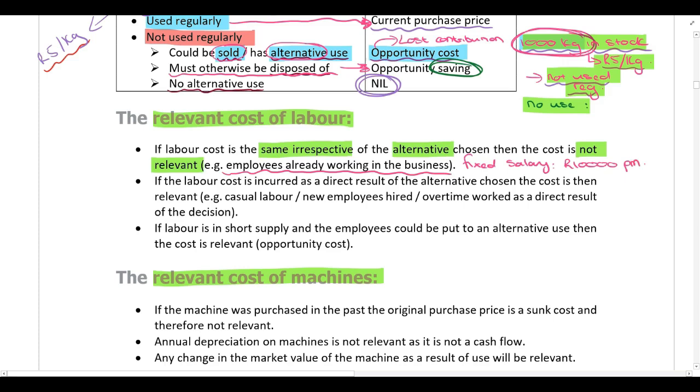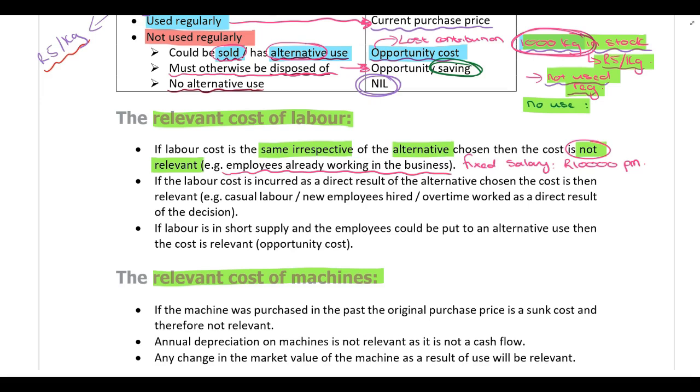You can see, regardless of whether we accept the order from this customer or not, we still have to pay our employees the 10,000 Rand a month. So the cost is the same regardless of whether I accept the order or not, or it doesn't differ between the alternatives, which means it is not relevant.